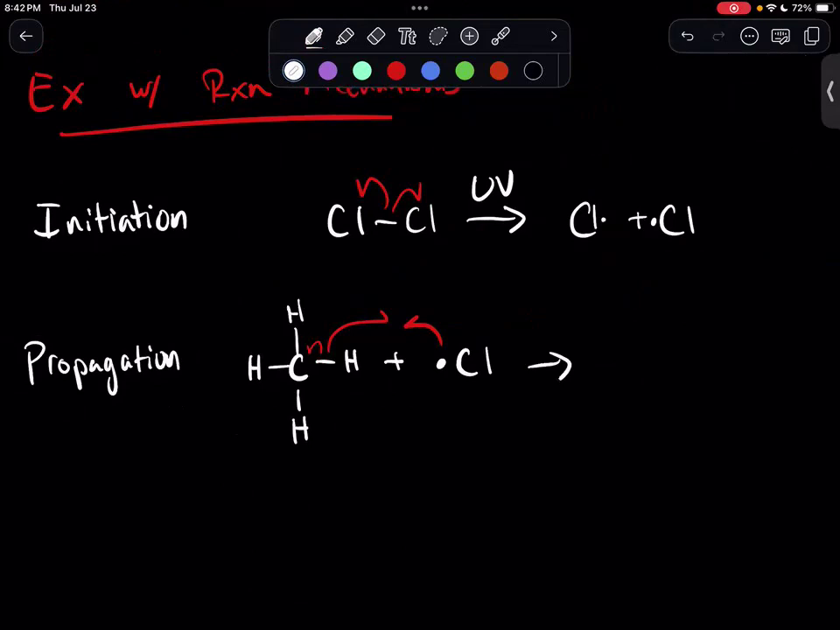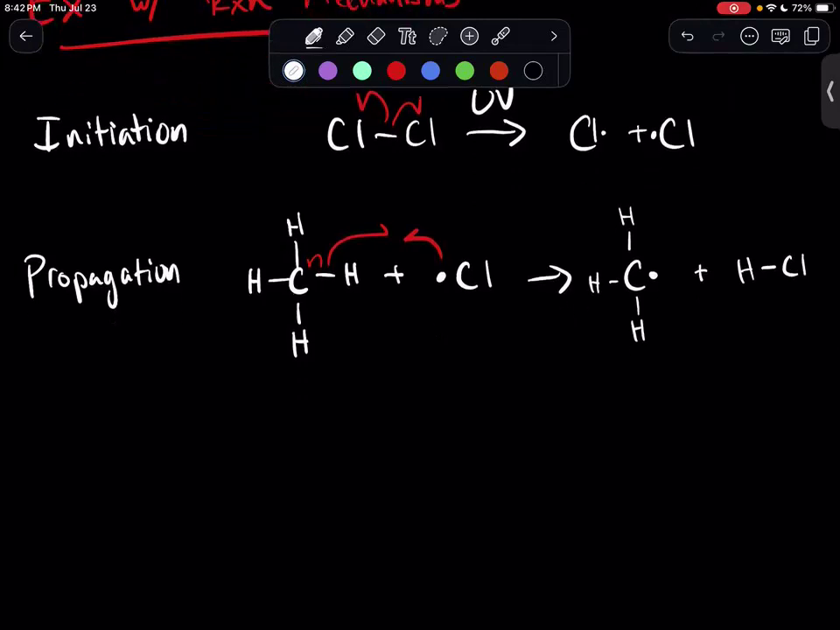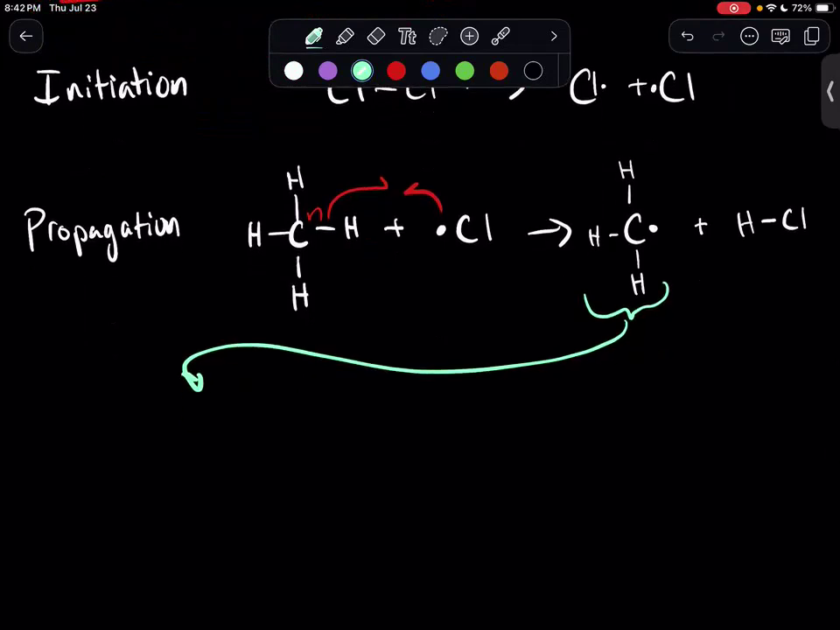This will produce a methyl or an alkyl radical plus HCl. So we have that new covalent bond there. That is one step in propagation. But the issue is this compound here is now a radical that can continue and propagate further reactions. In fact, it may react with another chlorine molecule. And so we get CH3 radical plus a chlorine.